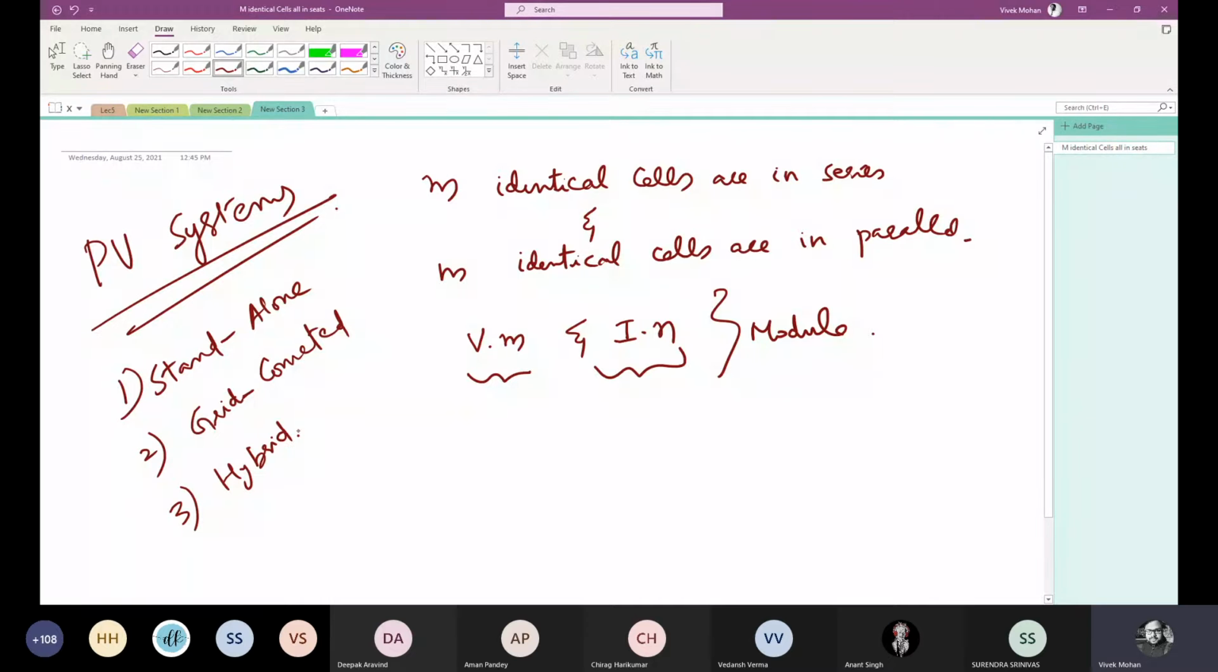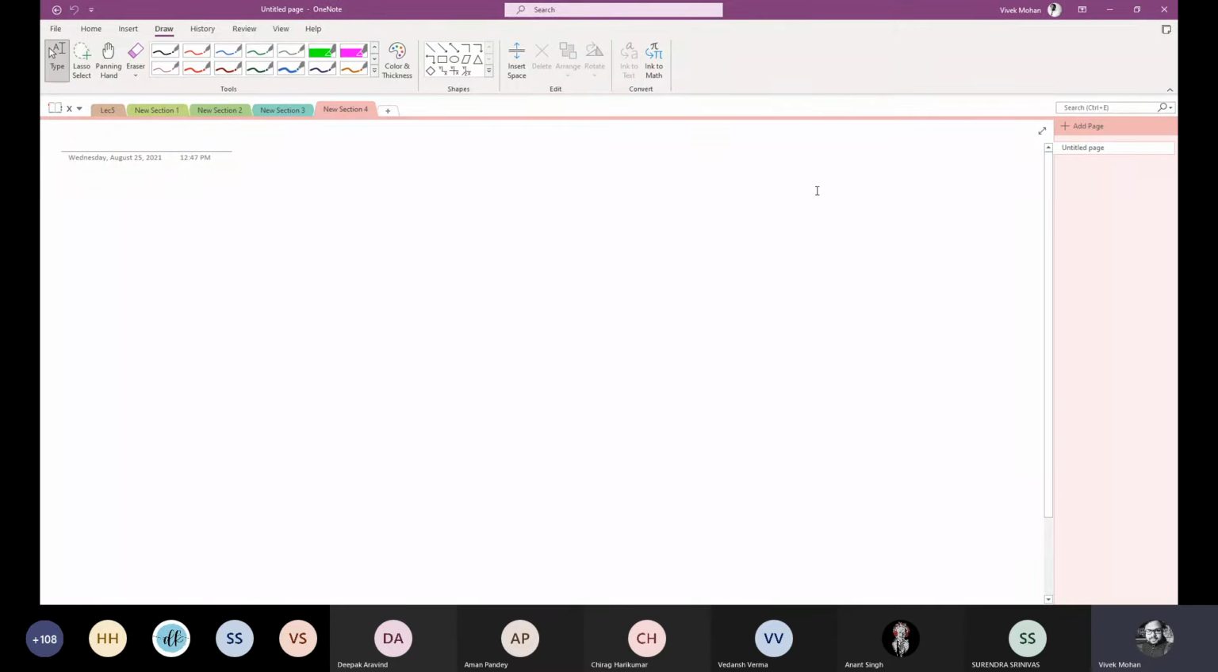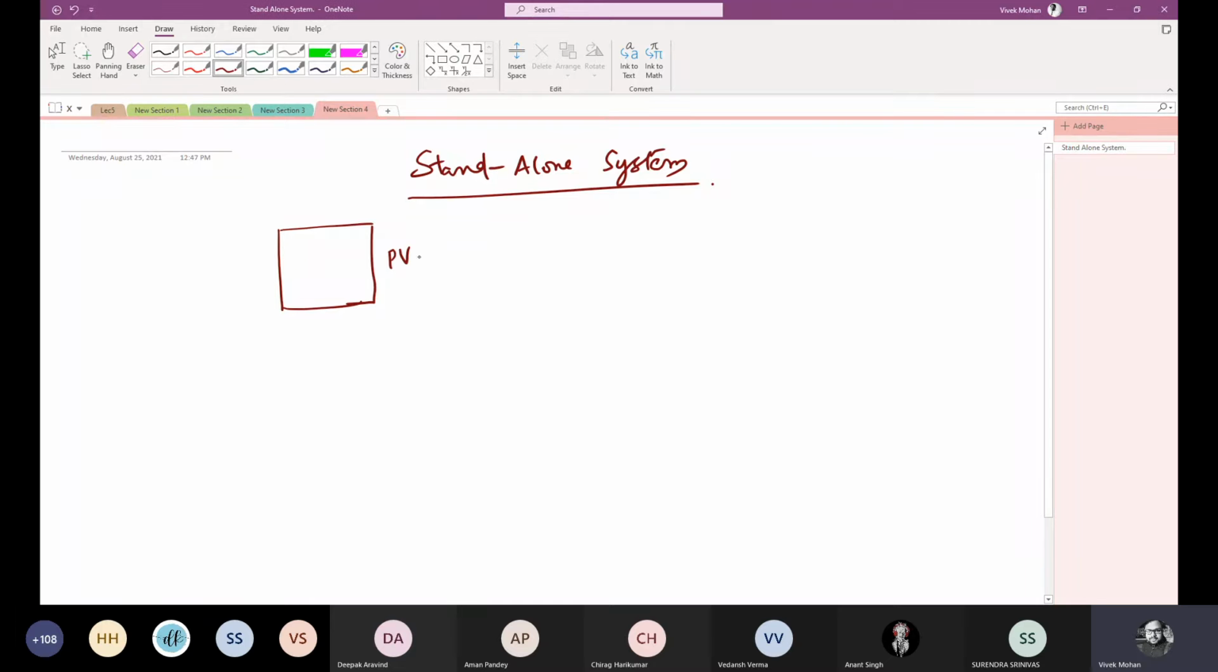Now let's see what these topologies are. PV systems. So the first one is, I'm writing here, a standalone system. So I have a PV module. I'm not going into the detail. I'm just writing here this PV module.